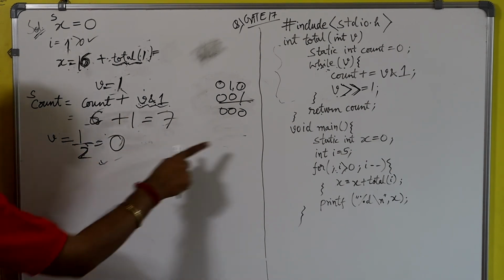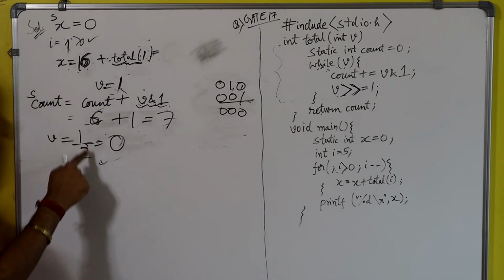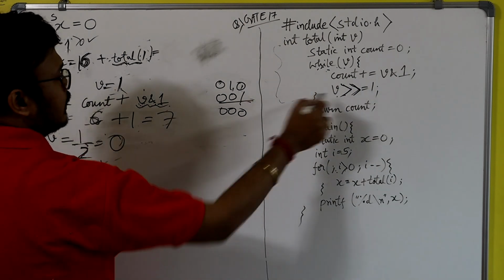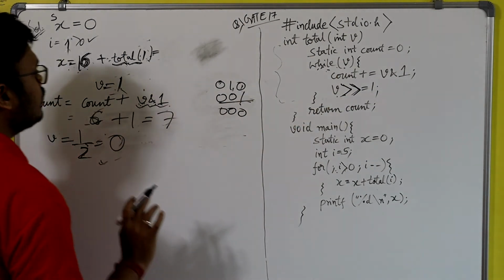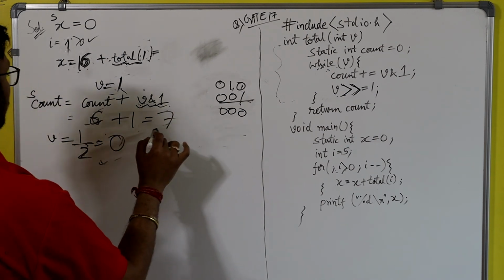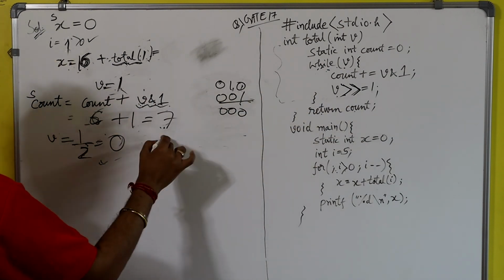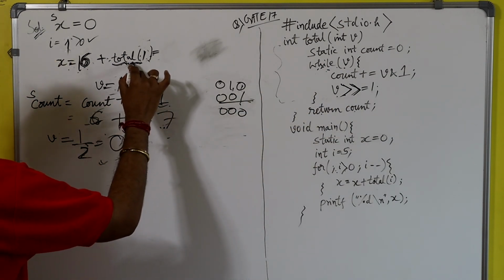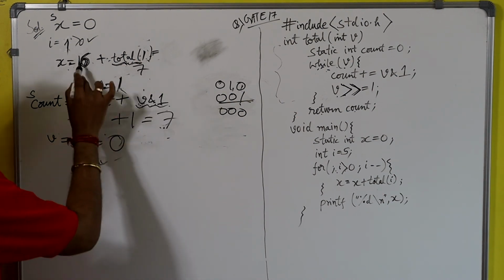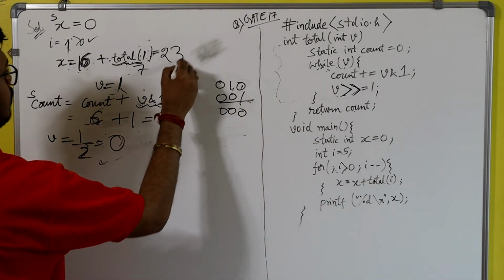And in the next line, the value of v will be divided by 2. So the value of 1 will be divided by 2. 1 by 2 is 0. Now, since the value of v is 0, this while loop will be broken. And the value of count, 7, will be returned. So here, in place of total of 1, I will write 7. So the new value of x is 16 plus 7 is equal to 23.